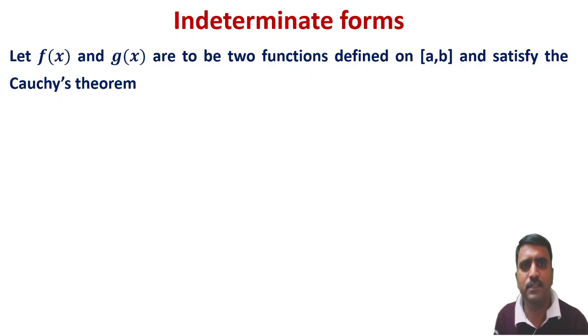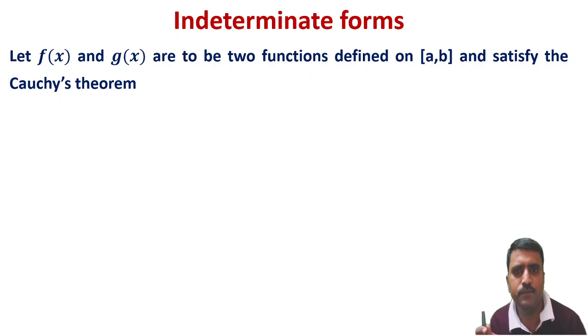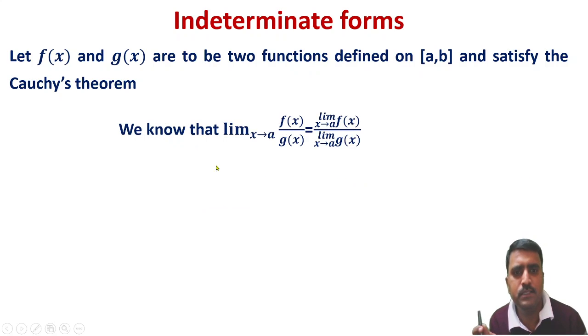With the same concept here, f of x and g of x are two functions satisfying the conditions of Cauchy's theorem. In that case, the limit of f of x by g of x when x tends to a is the same as the limit of f of x by the limit of g of x. You know that. This is a familiar property of limits.